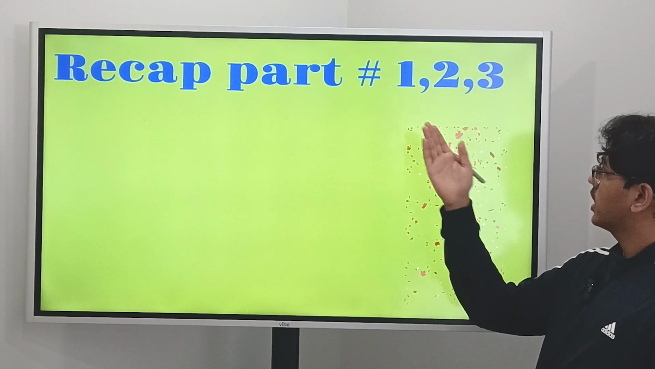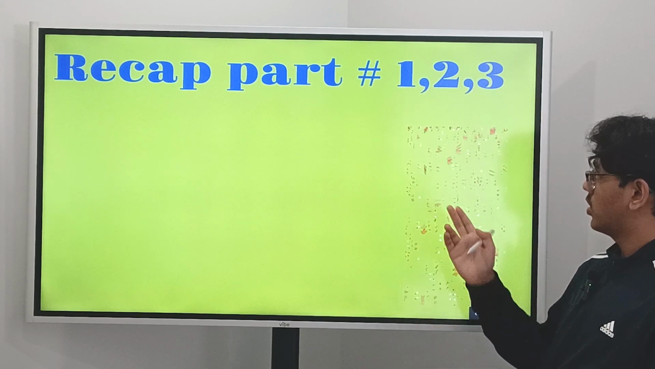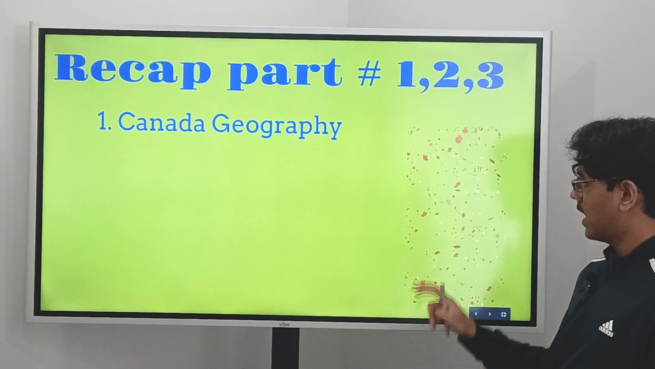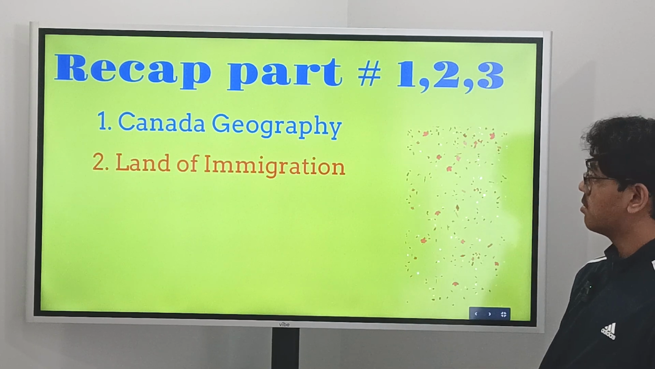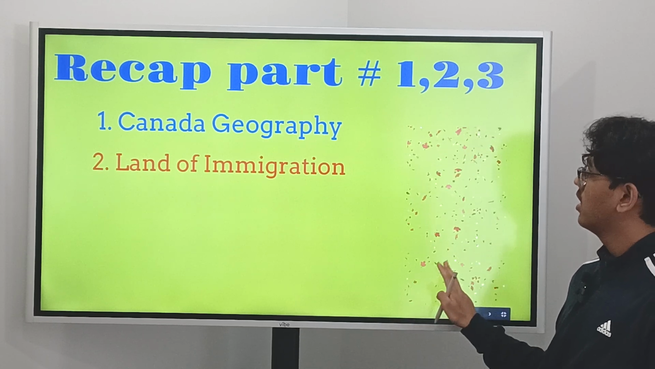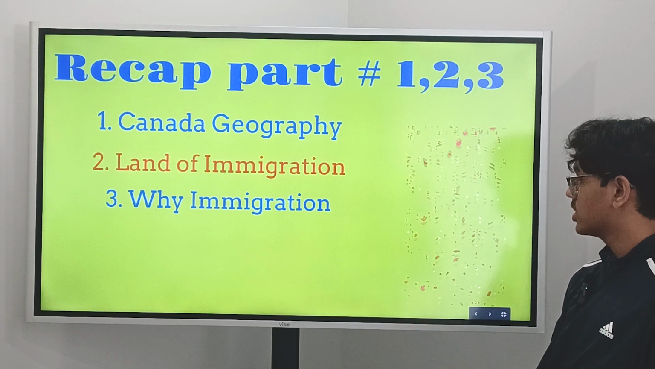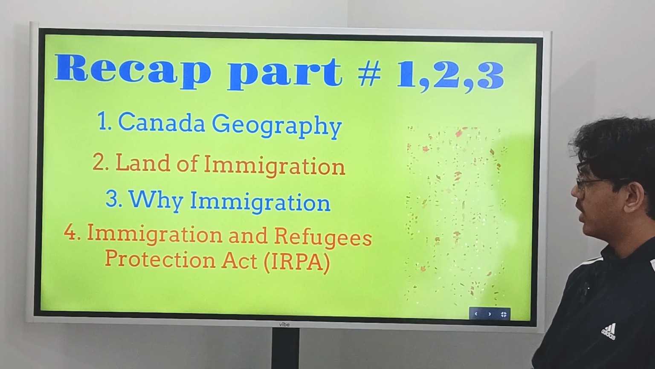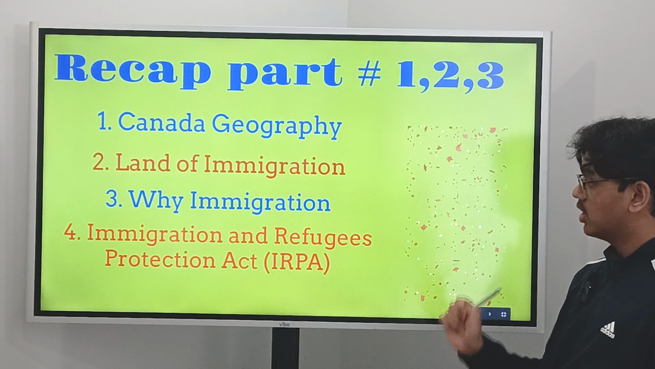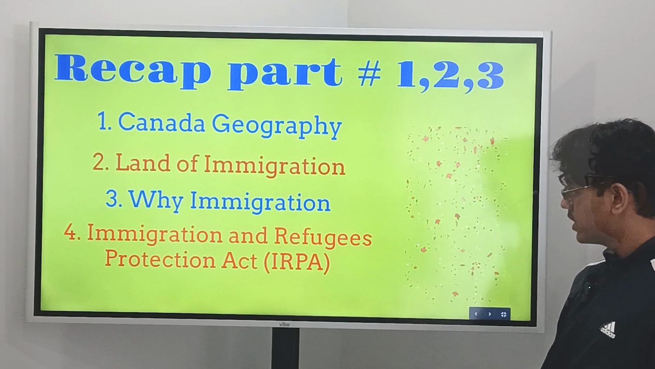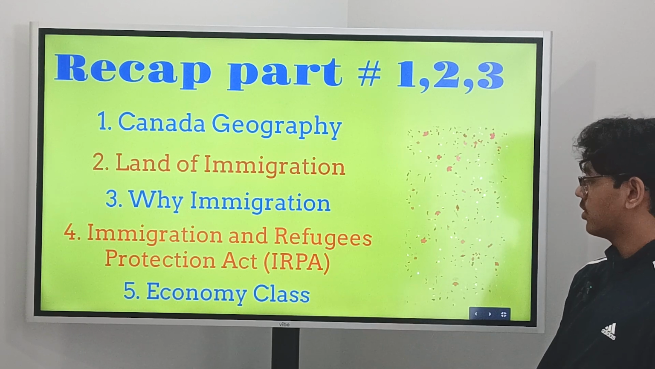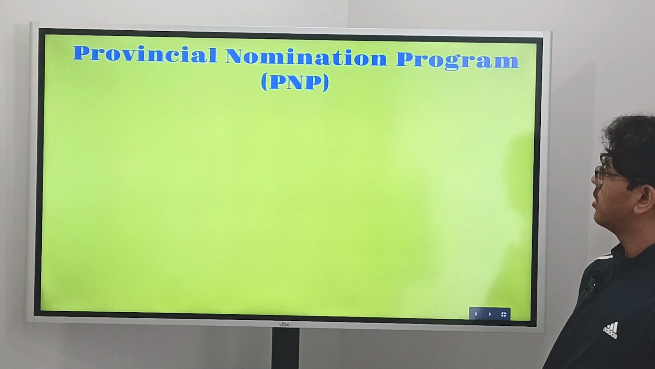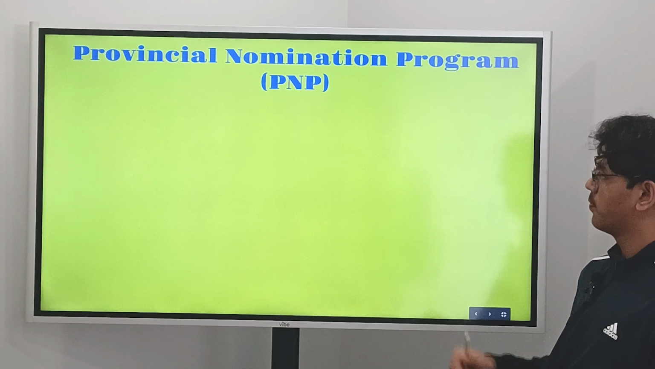Let's see what we did in our recap for our part 1, 2, and 3 videos. First of all, we looked at Canada's geography, in our part 1 video. Second, we looked at the land of immigration and why Canada is called the land of immigration. Also in part 1, we looked at why immigration is important inside of Canada. In our part 2 video, we talked about the IRPA Act, otherwise known as the Immigration and Refugee Protection Act, and we also talked a lot about the economic class and the economic immigrants. Finally, in our part 3 video, we talked about the economic class, and also about refugees, policies, and laws. So let's get started with the PNP, otherwise known as the Provincial Nomination Program.